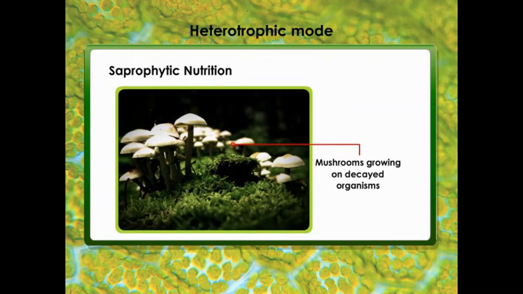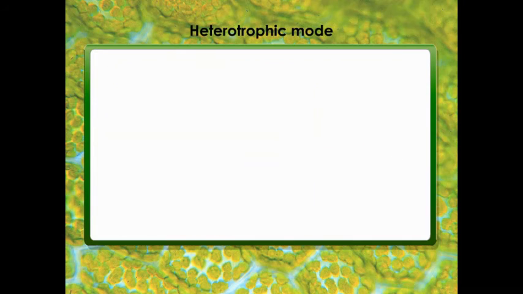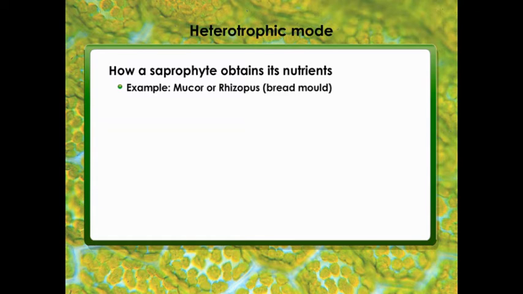A mushroom is the fleshy, spore-bearing, fruiting body of a fungus, typically produced above ground on soil or on its food source. Now let us see how a saprophyte obtains its nutrients. Example: mucor or rhizopus, bread mold.